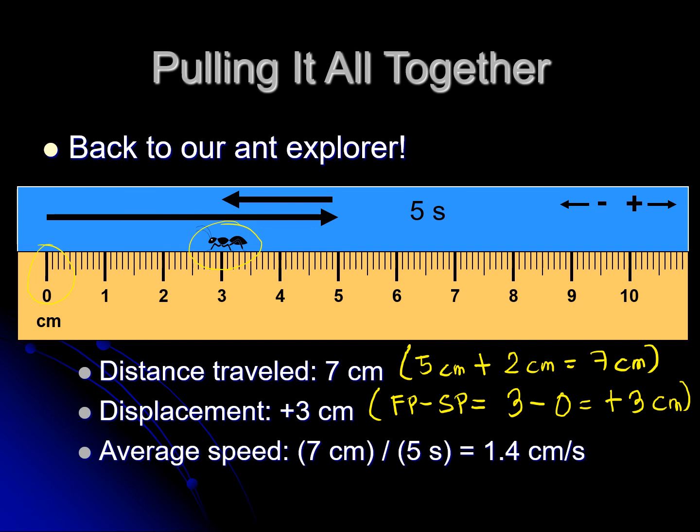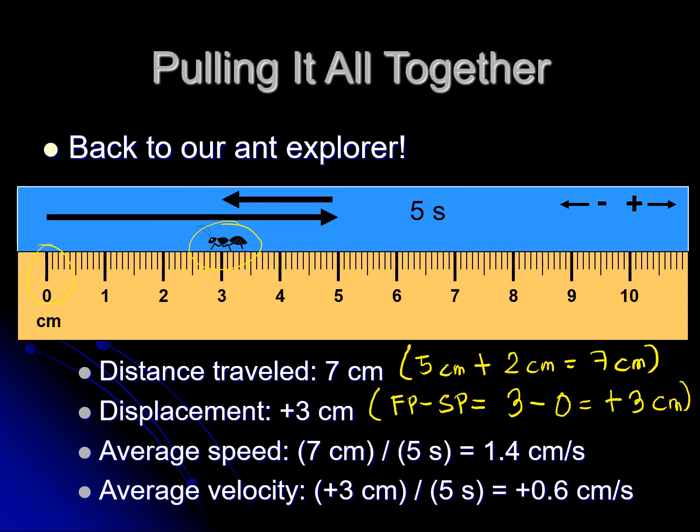Next, how about the average speed? We simply have your distance divided by time. Our distance here is 7, right? And our time here is 5, so you just divide it and you will get a value of 1.4 centimeters per second.